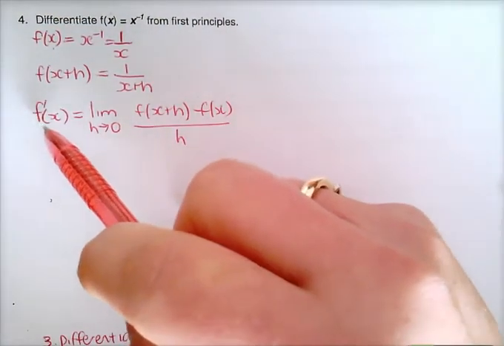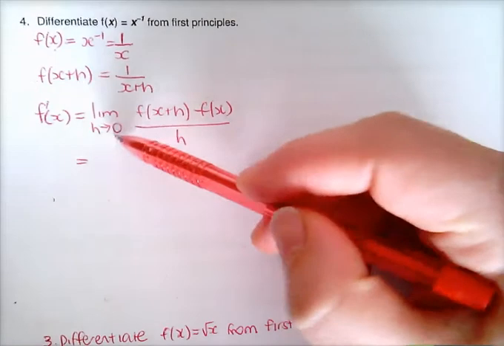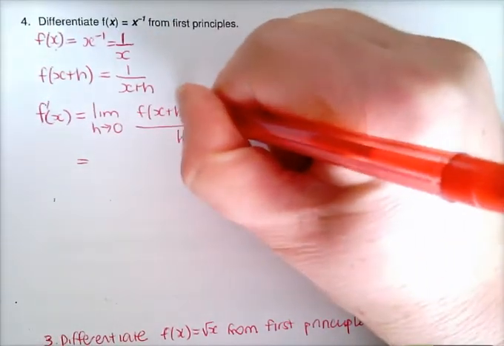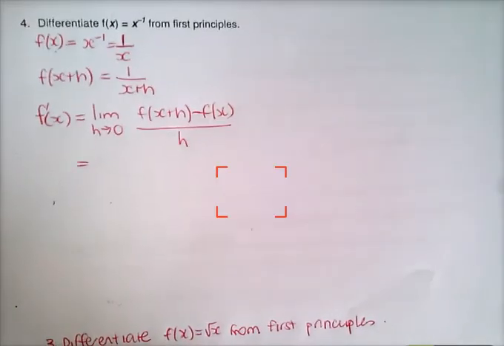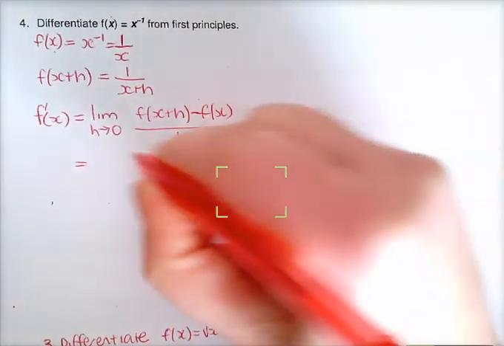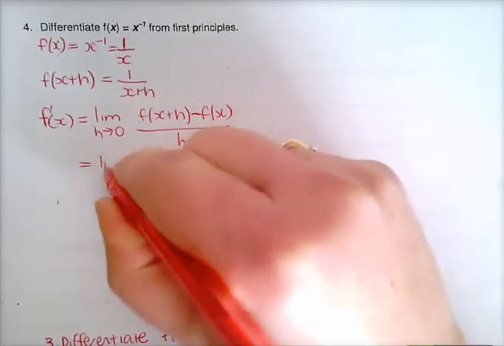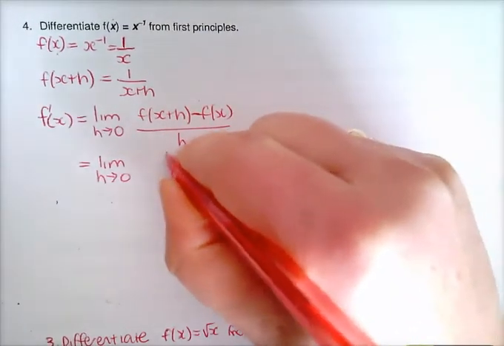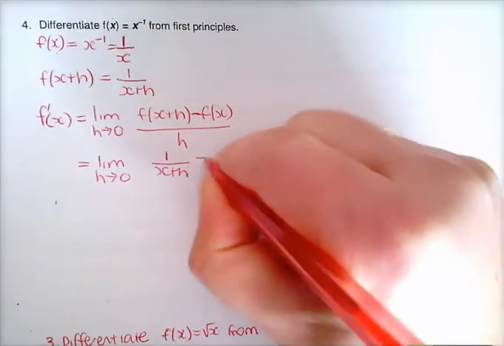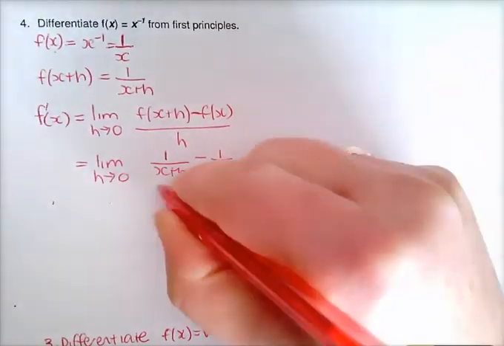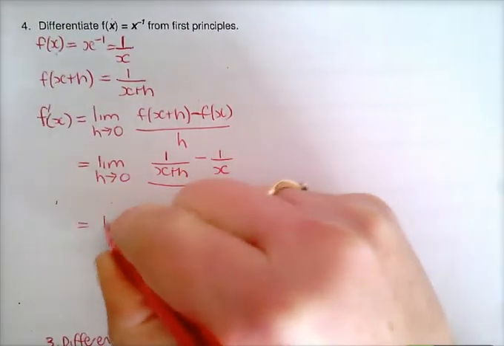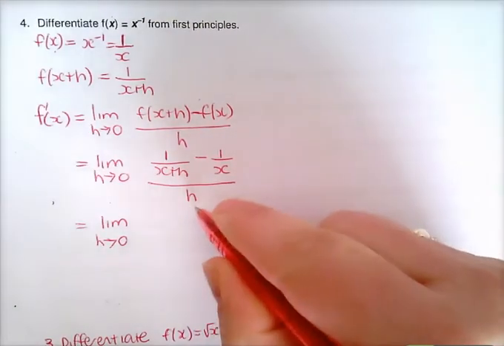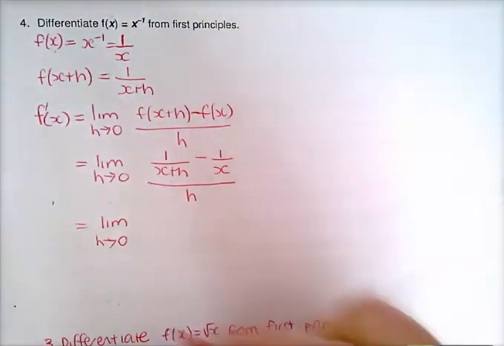Therefore, the gradient function f dashed x is the limit as h approaches 0 of f(x + h) minus, this is a minus, so minus f(x), over h. So let's substitute in what f(x + h) is. So it's the limit as h approaches 0 of 1 over x + h minus f(x), which is 1 over x, and then we go over h. So again, it's the limit as h approaches 0 of all of this. Now, we cannot substitute h is 0 in here, otherwise we'll get an undefined function.